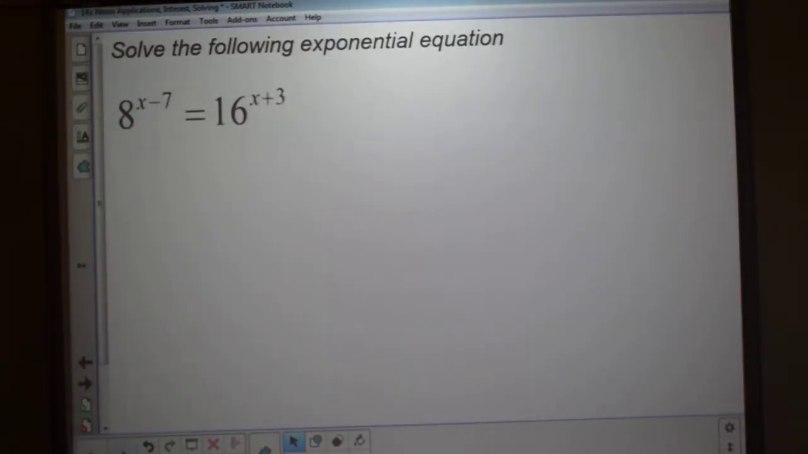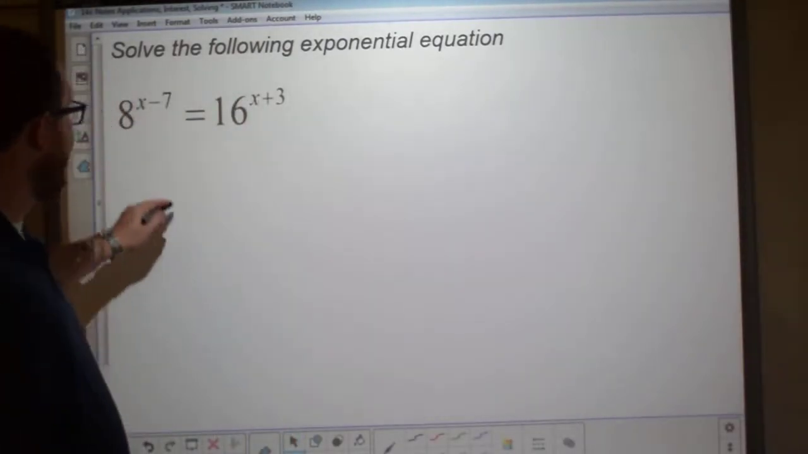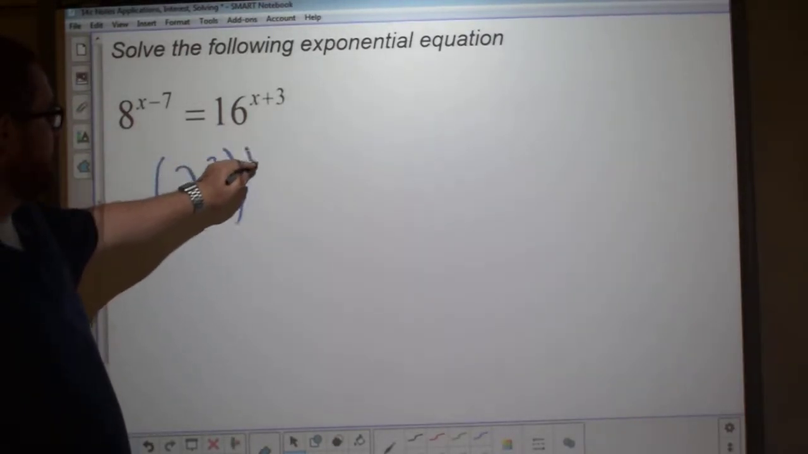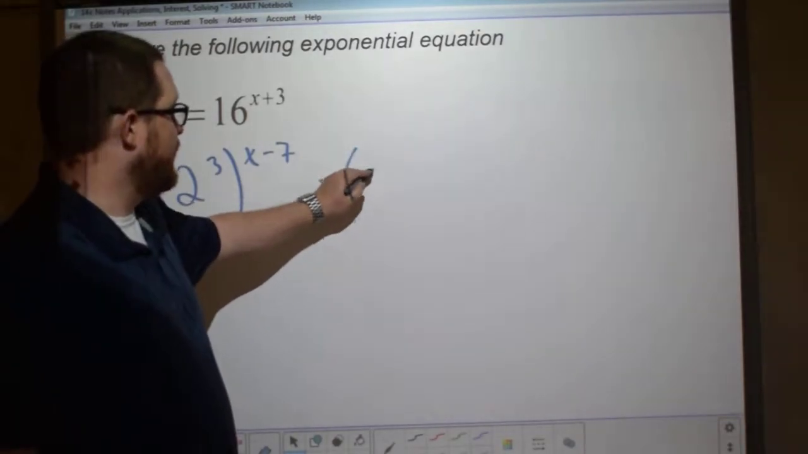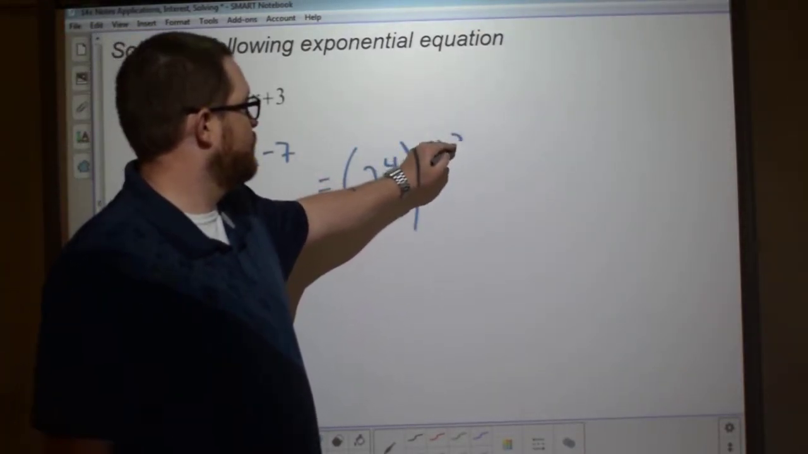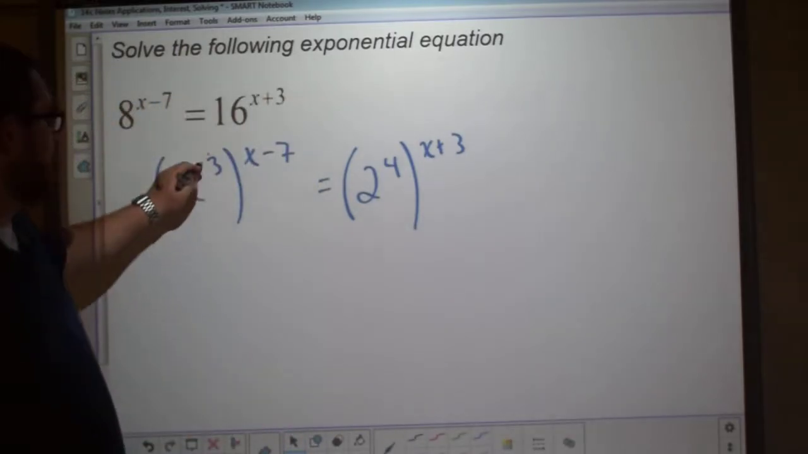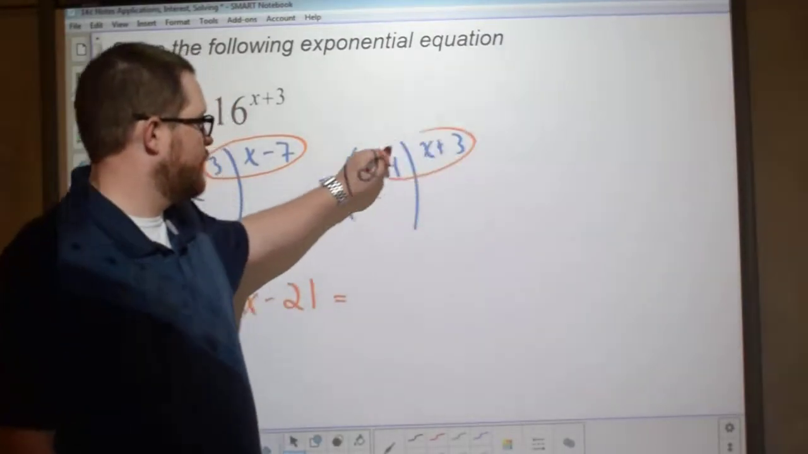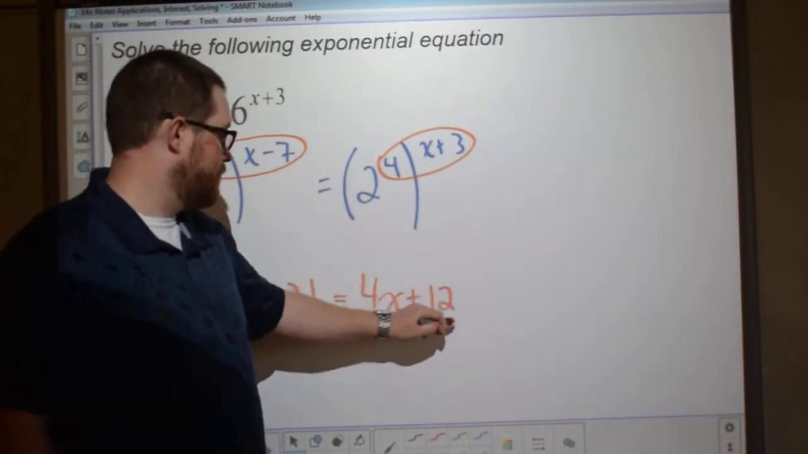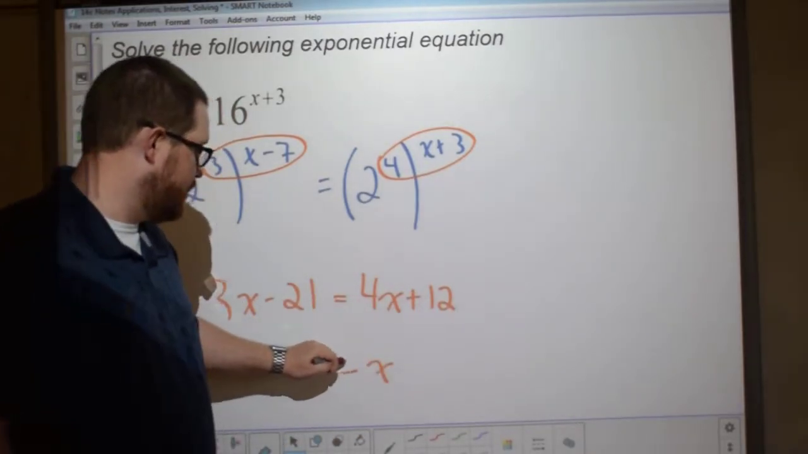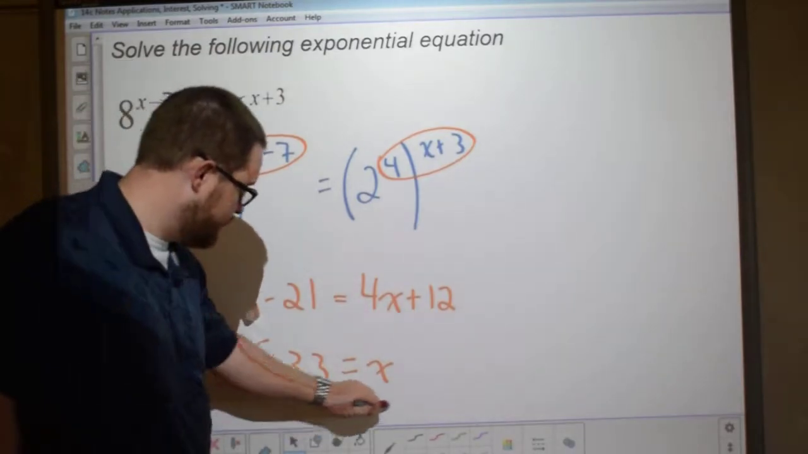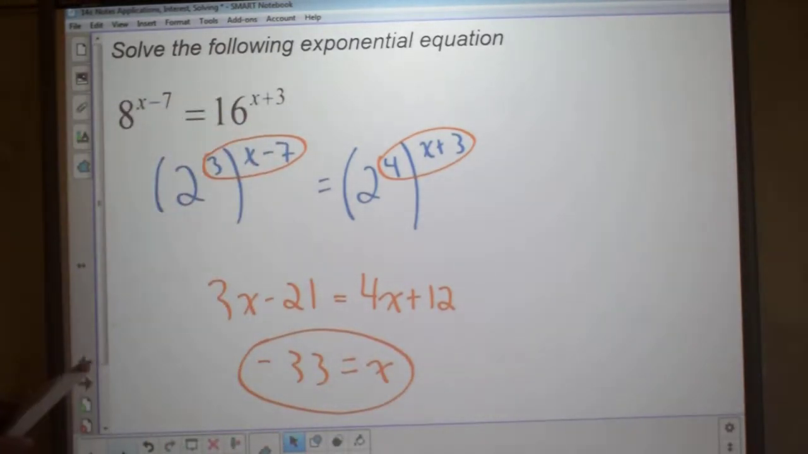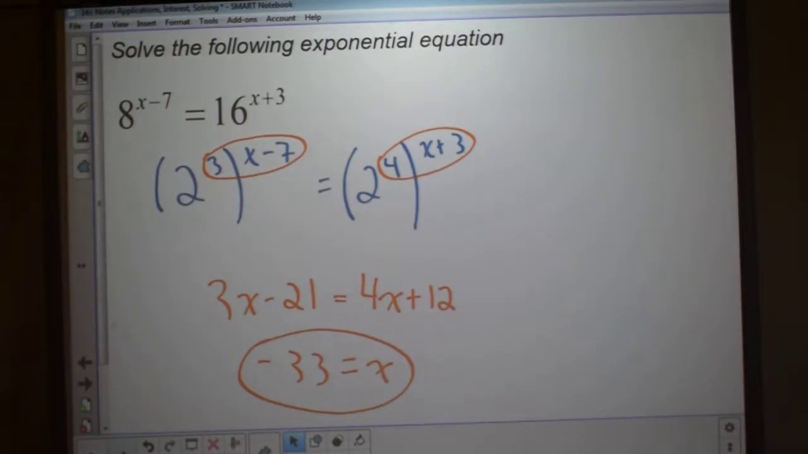What about here? Well, you can't raise 8 to a pretty power and get 16, but you can rewrite them. 8 is 2 to the third. 16 is 2 to the fourth. I have a base of 2, so I'll look at my exponents. Multiply them, that's 3x minus 21. That's 4x plus 12. Solve it like a regular algebra problem. X equals negative 33. Again, I didn't need a log because I could rewrite 8 and 16 as the same base.